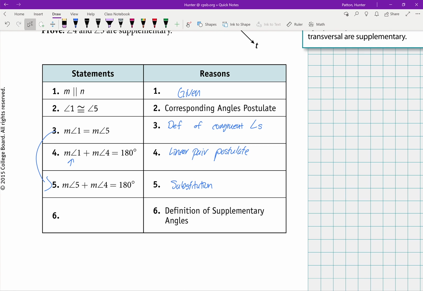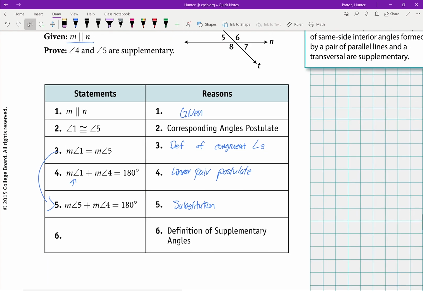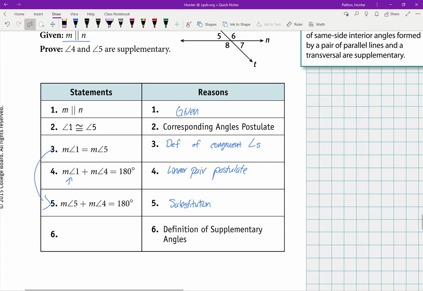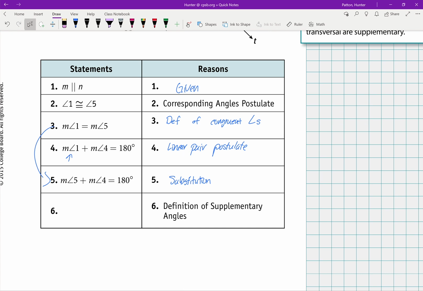And then now, since the measure of angle 5 and the measure of angle 4 add up to 180 degrees, I know that angle 4 and angle 5 are supplementary.